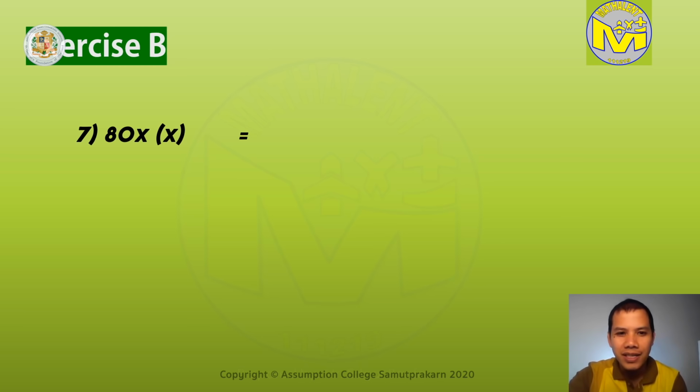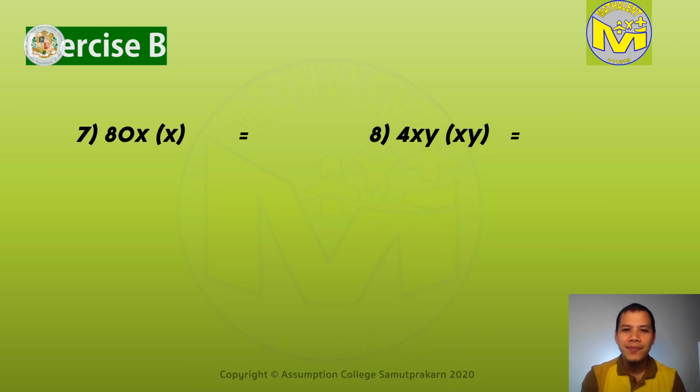Yes, more exercise. Number 7. Number 7, we have ATX. What is the coefficient of x in ATX? Obviously, it is the number 80. Number 8. In number 8, we have 4xy. In the bracket, we have xy. Oh, wait, I will show you the pointer. Here. We have xy in the bracket, so the coefficient of xy is 4.